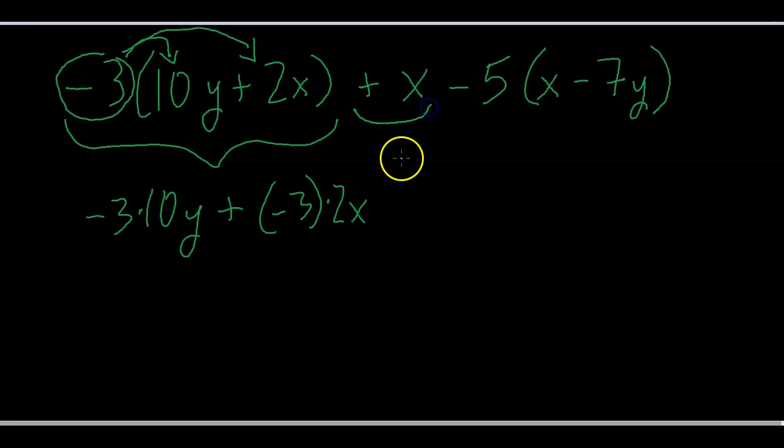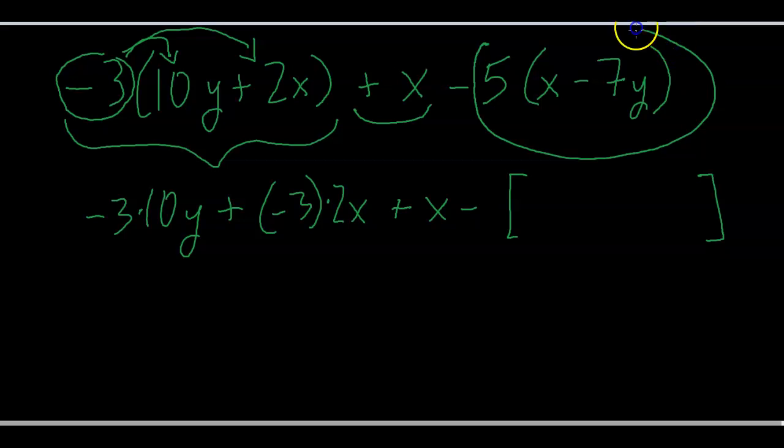Then what? Then we have a plus x, right? And then we have minus what? Minus the result of this distribution, right? So we'll find the result of this distribution by taking the factor 5 and distributing it to every term inside the parentheses. So we're going to have minus the whole expression, 5 times x, minus 5 times 7y. All right, so now let's work through simplifying this some more.